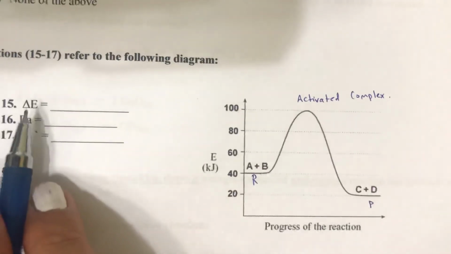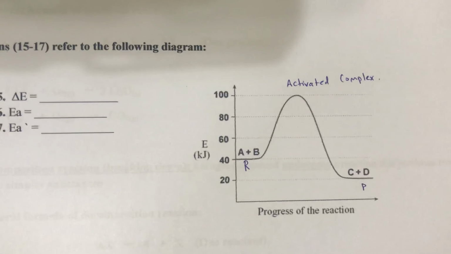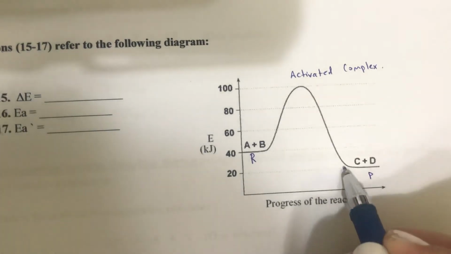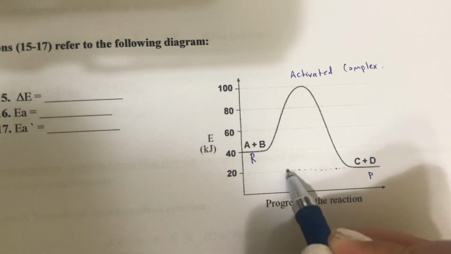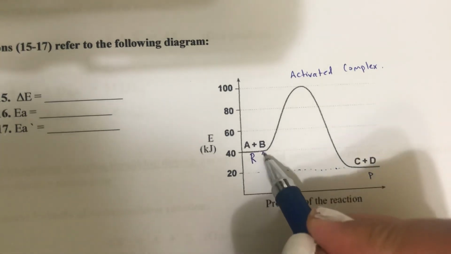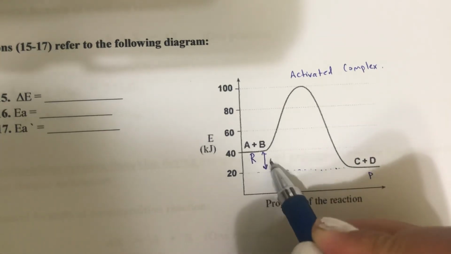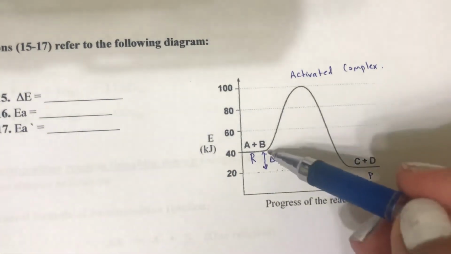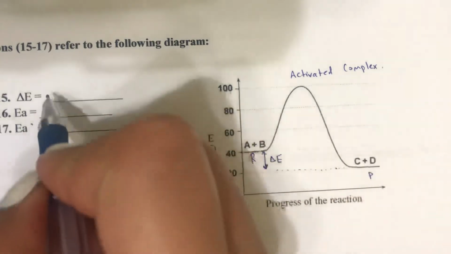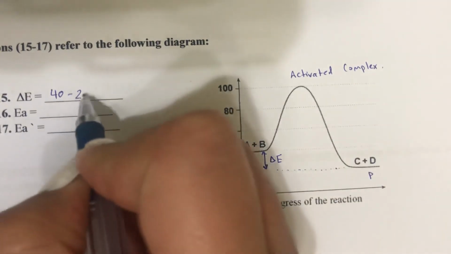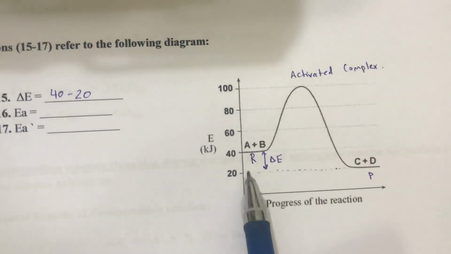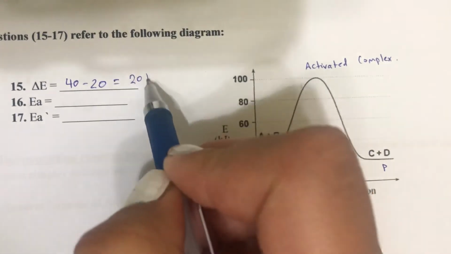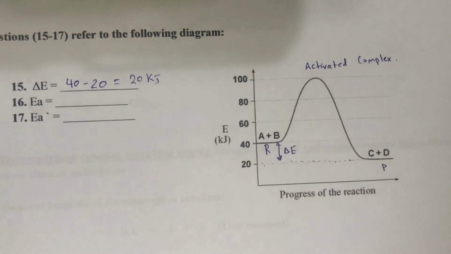So delta E is the energy difference between product and reactant. So to get the difference here, this is delta E, which is equal to 40 minus 20, which is equal to 20 kilojoule.